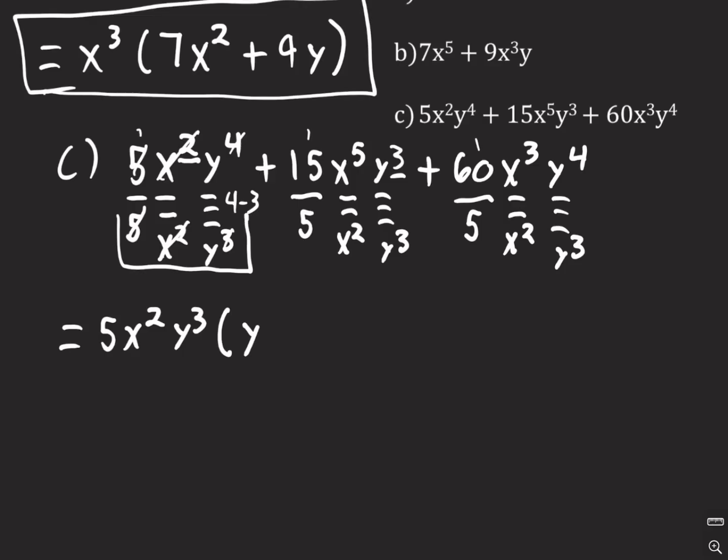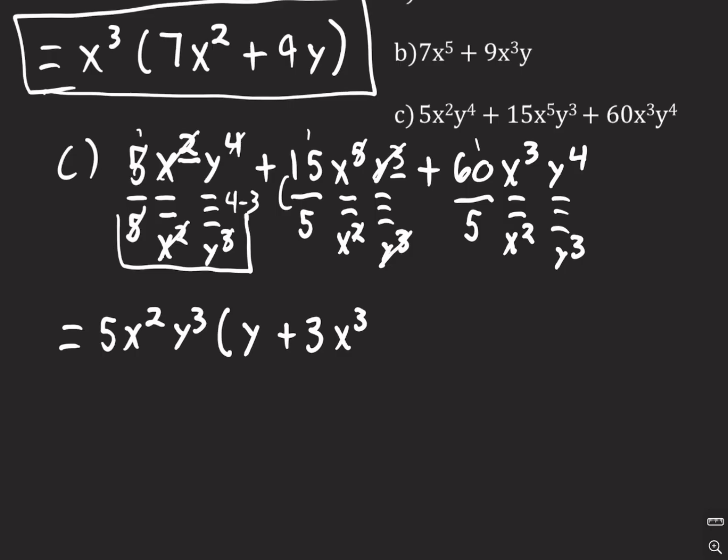So now on to this next term. We have 15 divided by 5. Well, that is equal to 3. X to the 5 divided by x squared. Well, 5 minus 2 is 3, so we'll have x cubed. And y to the 3 divided by y to the 3, or y cubed divided by y cubed, that'll just cancel. So that's our second term.